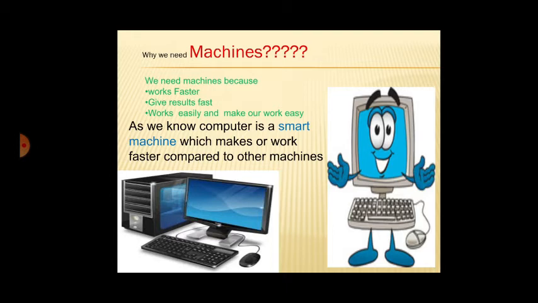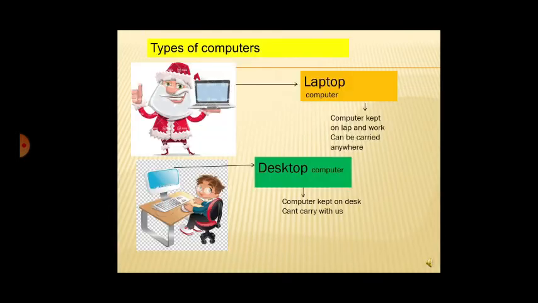Next, why do we need these machines? We need machines because they work faster, give results very fast, work easily and make our work easy. As we know, the computer is a smart machine which makes our work faster compared to other machines. So the features of this computer are that it makes the work faster, gives the result fast, and the result is very accurate.